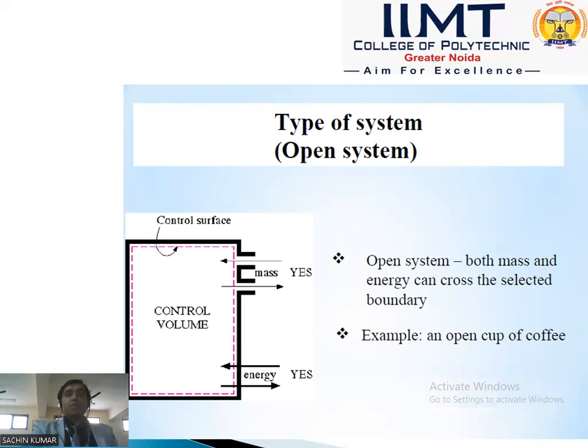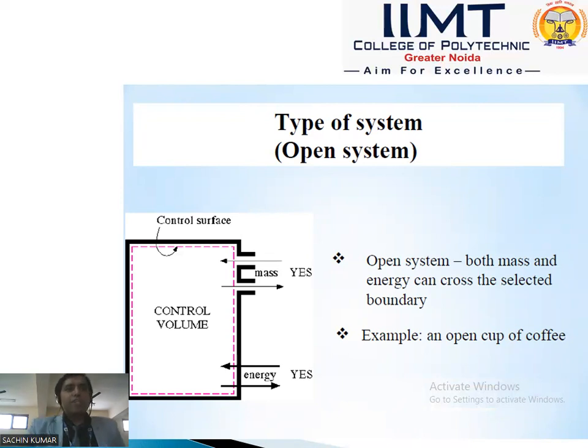So we have discussed the isolated system, closed system, and open system. We consider heat and mass transfer. If heat and mass are not transferred between system and surrounding, we call it an isolated system. In a closed system, only heat is transferred between system and surrounding. In an open system, both heat and mass are transferred.